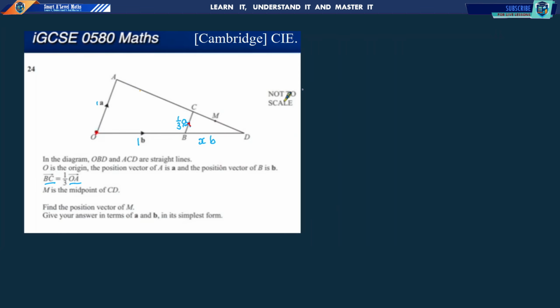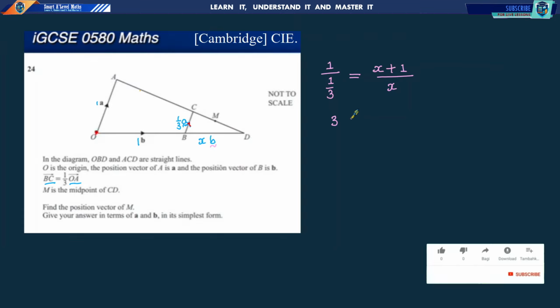Taking the longer one over the shorter one, we're looking at the coefficient. So we're going to have 1 from OA over 1/3 from BC, so we divide by 1/3. And this should be equal to the longer side from O to D, that is 1 plus X, or X plus 1, the same. We divide it by the shorter distance, BD, and the coefficient is X. So we're going to divide this by X.